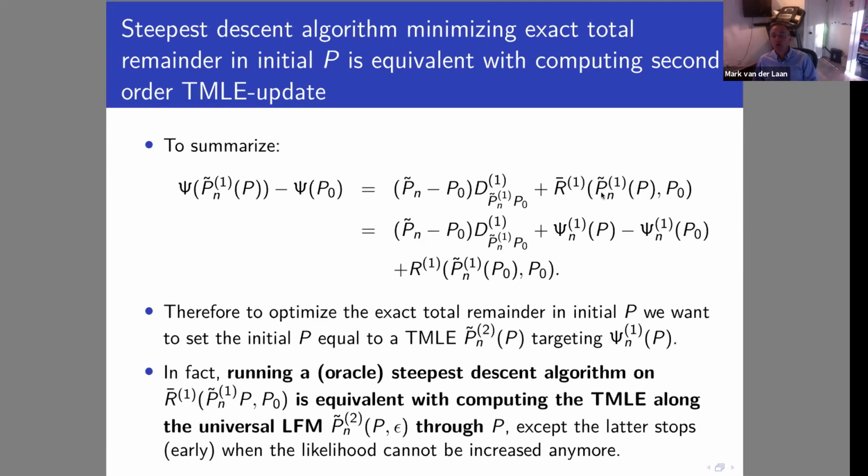Except if you know this, you would even keep going till the end. With the second order TMLE, at the moment you have maximized your likelihood, you stop, because the canonical gradient of this is a constant times the canonical gradient of this. And the moment the likelihood is maximized, that constant becomes zero, and you don't know which direction to go anymore. So that's the moment where you stop. But up till that point, you literally are optimizing the exact total remainder for your given sample.